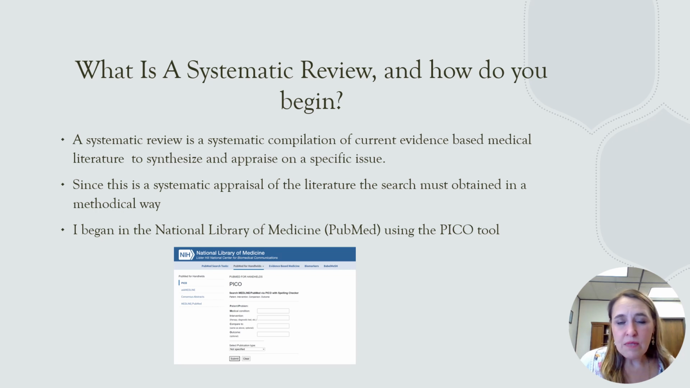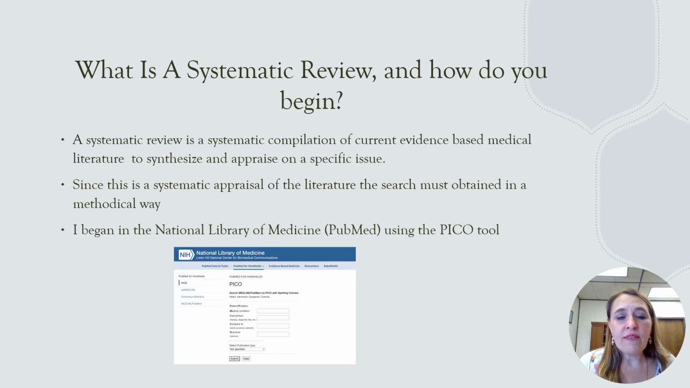What is a systematic review and how do you begin? Okay, so once you have all of your articles chosen, then how do you write the article? How do you do the whole thing? So a systematic review is a systematic compilation of current evidence-based medical literature to synthesize and appraise a specific issue. Since this is a systematic appraisal of literature, the search must be obtained in a methodical way.